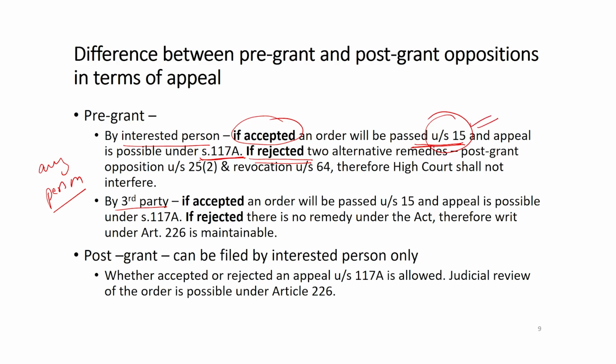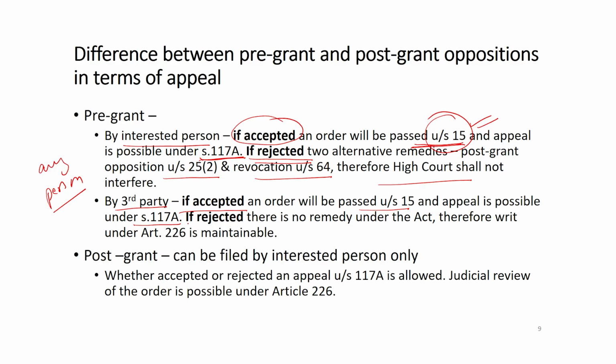In case of rejection, there are two possibilities. If pre-grant opposition does not succeed, you have an option of post-grant opposition, you have an option of revocation, we will talk about it, and in this situation the High Court will not interfere. If the opposition is accepted, an order is passed under section 15, an appeal is possible under 117A.